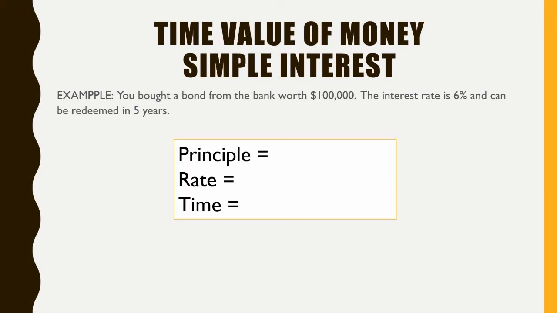So here we have the three key factors: 1, your principal, 2, your rate, and 3, your time.